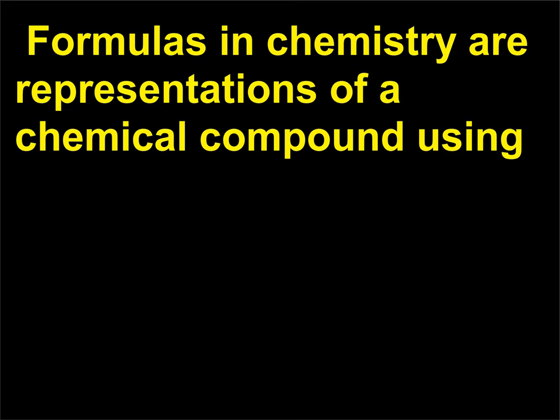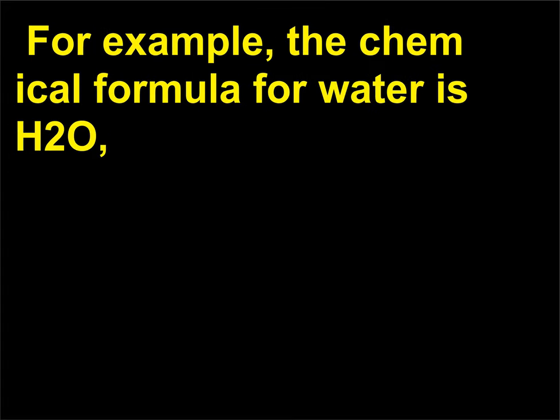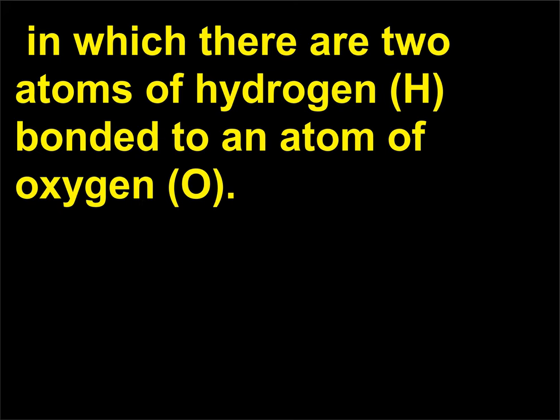Formulas in chemistry are representations of a chemical compound using symbols for the elements and subscripts for the number of atoms present. For example, the chemical formula for water is H2O, in which there are two atoms of hydrogen, H, bonded to an atom of oxygen, O.